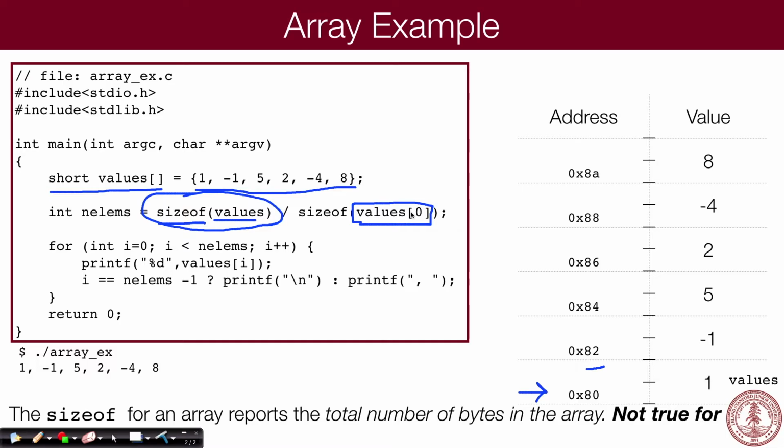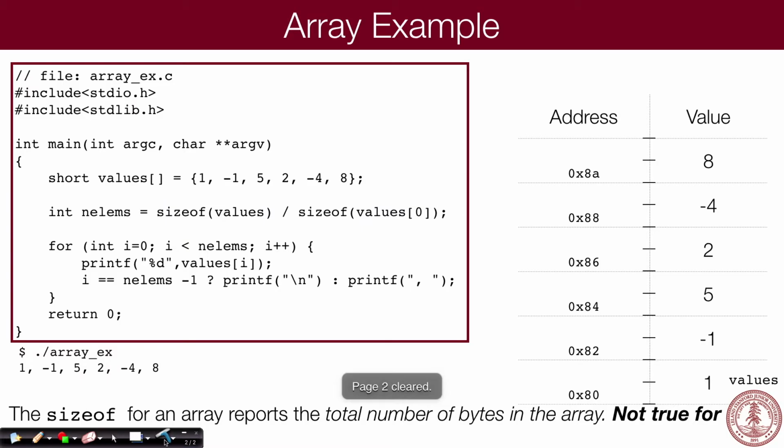Okay. So what does this do now? This actually prints out each value in the array, comma separated until the last one, and it prints a new line. Each one is 2 bytes long, and it turns out that %d will be able to figure out that it's a short in that case. Okay, all right.